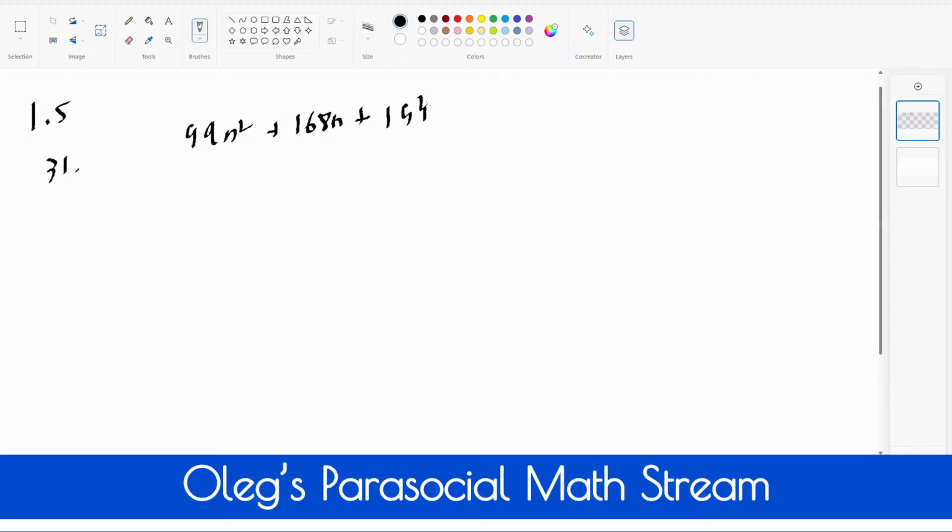Right. So we are going to do a difference of squares. Not difference of squares. I mean, we're going to do factoring by grouping. I keep forgetting the term. So we're going to say A, B, C. We're going to say x is equal to n. And A is 49, B is 168, and C is 144.